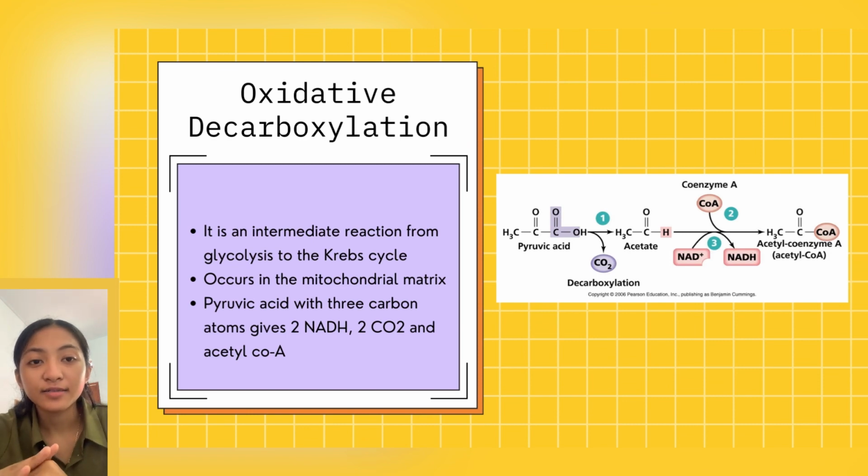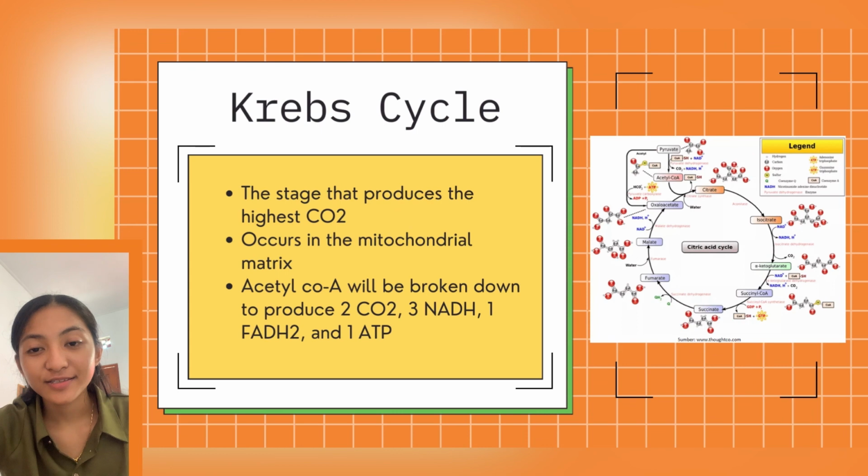It is an intermediate reaction from glycolysis to the Krebs cycle. It occurs in the mitochondrial matrix, and pyruvic acid with 3 carbon atoms gives 2 NADH, 2 carbon dioxide, and acetyl coenzyme. Next stage is the Krebs cycle, the stage that produces the highest carbon dioxide.